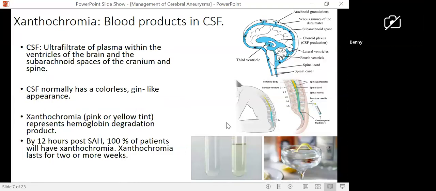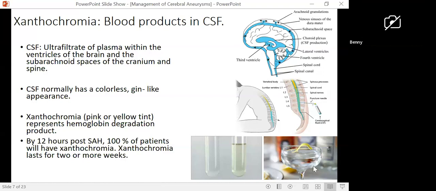When we do a spinal tap, we're looking for blood products in their cerebral spinal fluid. So CSF is just an ultrafiltrate of plasma. It's in the ventricles in the brain and spine. So the CSF circulates throughout your brain and spine. It's constantly being produced by your body and constantly being reabsorbed.